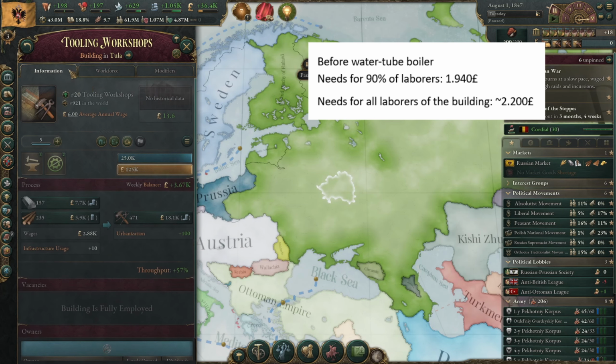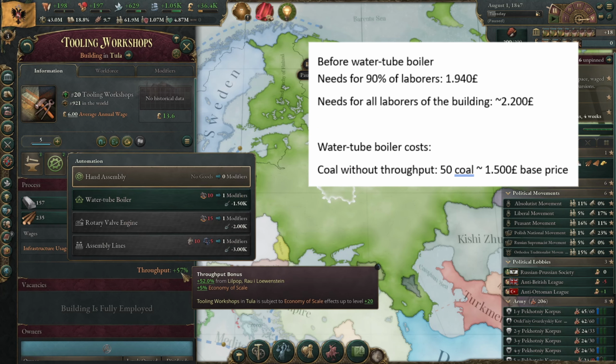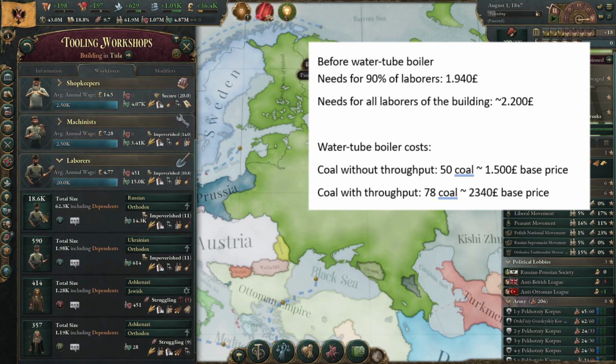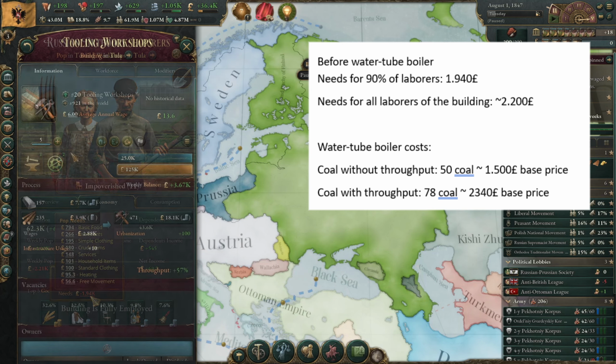is £2,200. Activating the water tube boiler would generate 78 coal, but we have a big company bonus. Let's ignore any throughput bonus, then we need to buy 50 coal. At base price, that is £1,500 of new demand. So we could fire about 70% of our laborers and the total demand in our market would stay the same. It's just spread differently across goods.